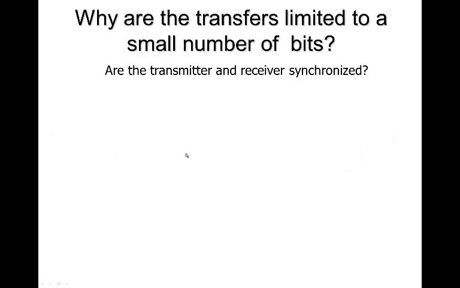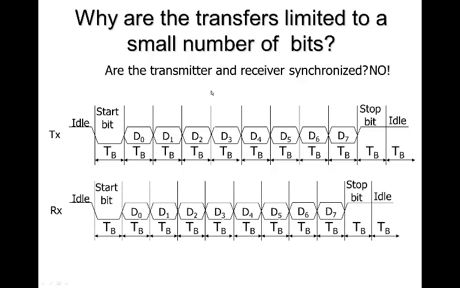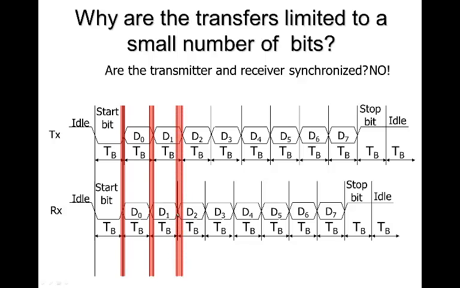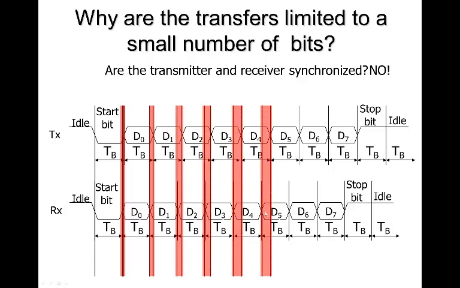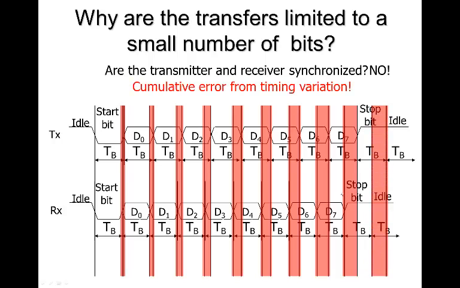UARTs are limited to small numbers of bits being transferred at the same time because the receiver and transmitter aren't synchronized. They have to know what baud rate each other is going to run at, but they'll still have their own clocks, and they may not be perfectly synchronized. This graphic shows that maybe we're transmitting here and receiving over here, and it may be happening a little bit differently. If the clocks aren't synchronized, the longer we go, the error starts to accumulate over time, and could spill into the next bit, and that could be a bad thing. We won't be getting correct data. So there's a cumulative error from timing variation between the transmitter and the receiver.